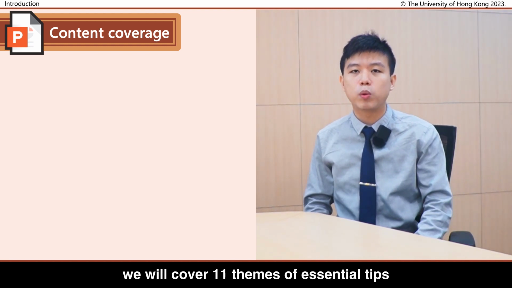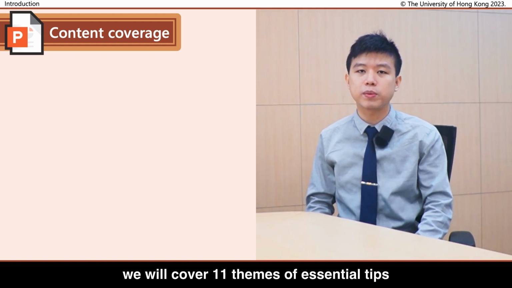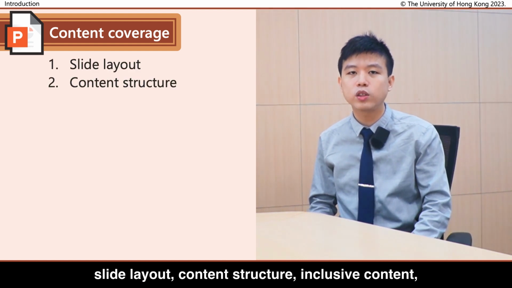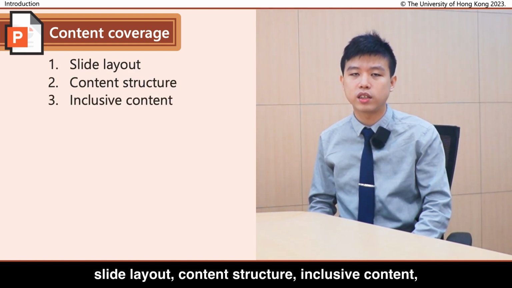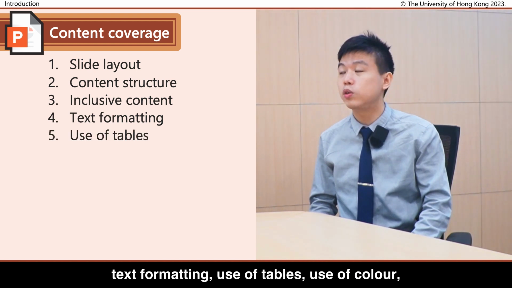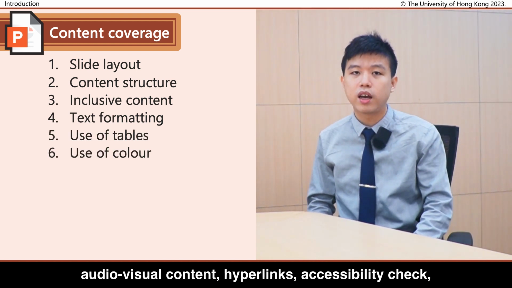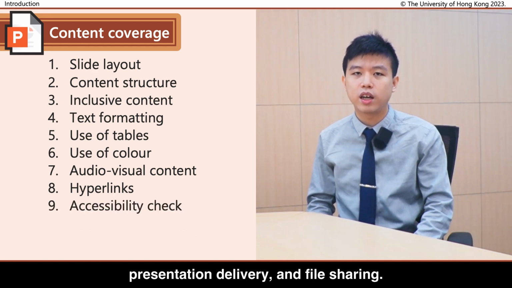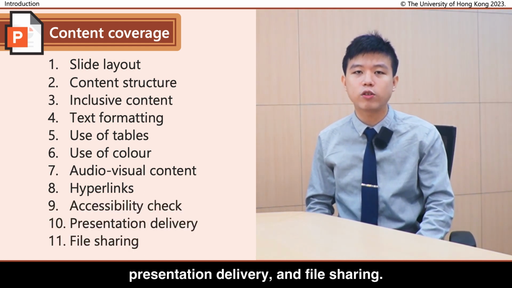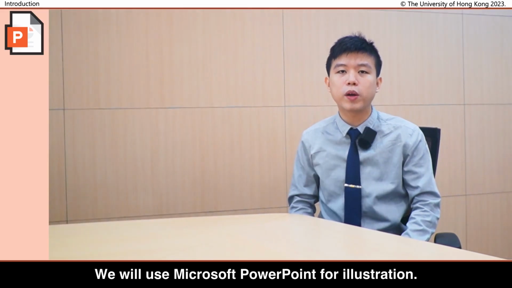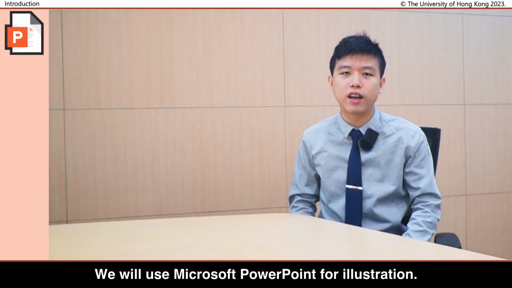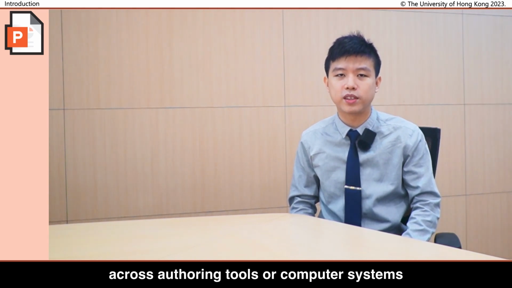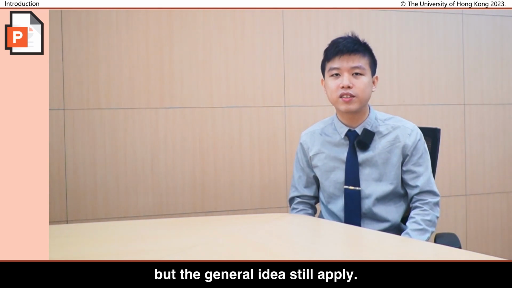In this video, we will cover 11 themes of essential tips that would make PowerPoints more accessible, including slide layout, content structure, inclusive content, text formatting, use of tables, use of color, audiovisual content, hyperlinks, accessibility check, presentation delivery, and file sharing. We will use Microsoft PowerPoint for illustration. The sets of commands may be different across authoring tools or computer systems, but the general ideas still apply.